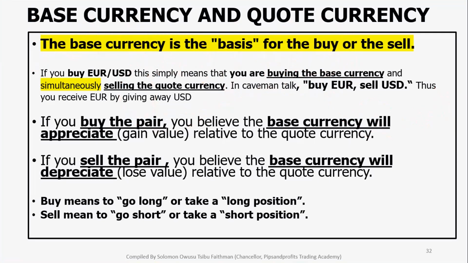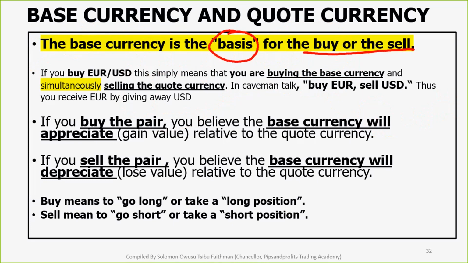So just put this simple thing in your mind. All that you need to take note is that when it comes to trading Forex, the base currency is always the basis for buy or sell. Okay? And if you buy, it means that you are buying the base currency and simultaneously selling the quote currency. So in a simple way, you can say that you are buying the euro and selling the, what? US dollar. As simple as that.